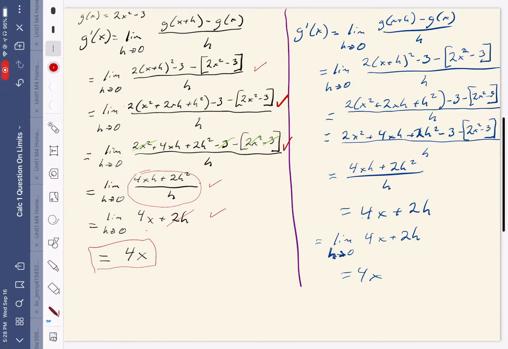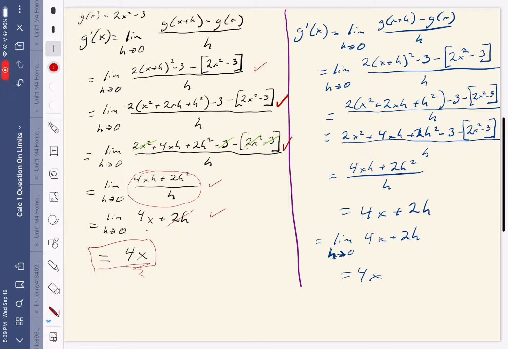It doesn't equal the limit anymore of that. It just equals that value. The limit of all of this is equal to this final value. So now is why I don't have my limit notation anymore, because I'm not going to take the limit of just 4x. 4x is the limit. They are equal.